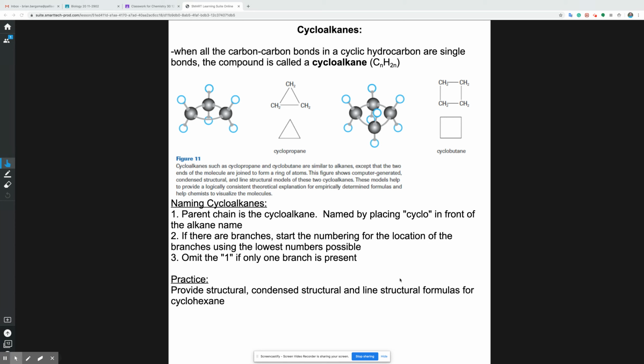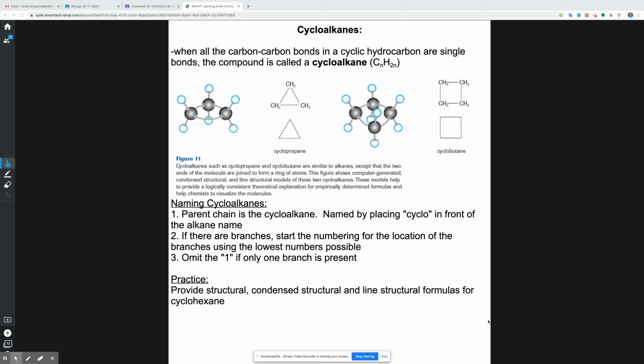If there's only one branch coming off the ring, we don't need to put a number, because it would be the same as if we just rotated it once and it was here or here. So we only need numbers if there's more than one branch.